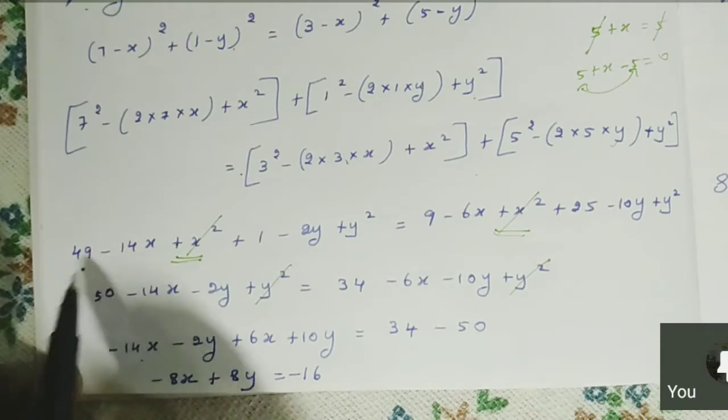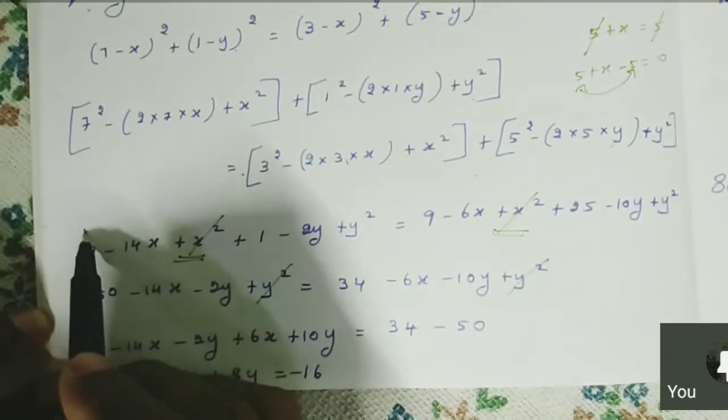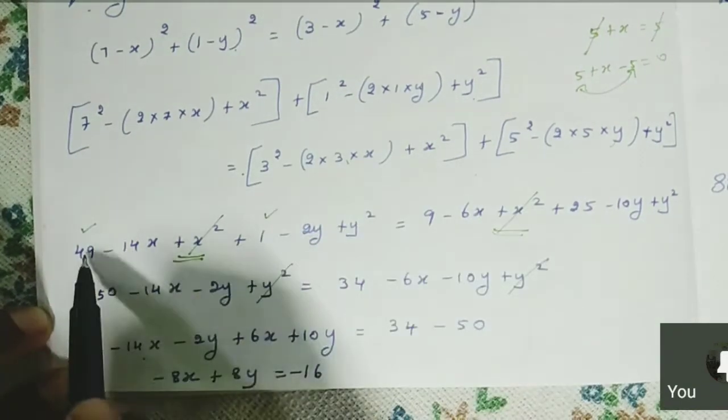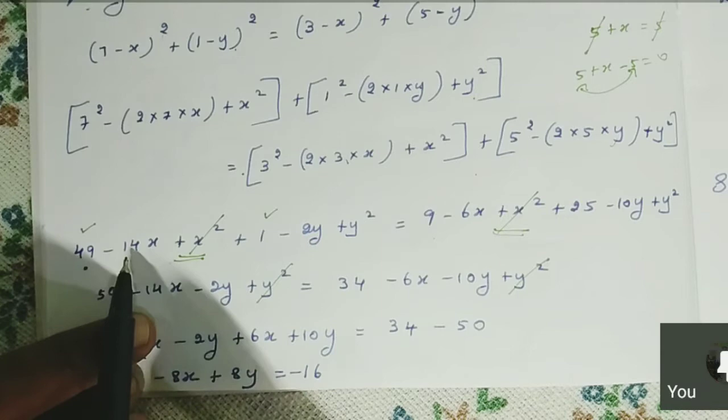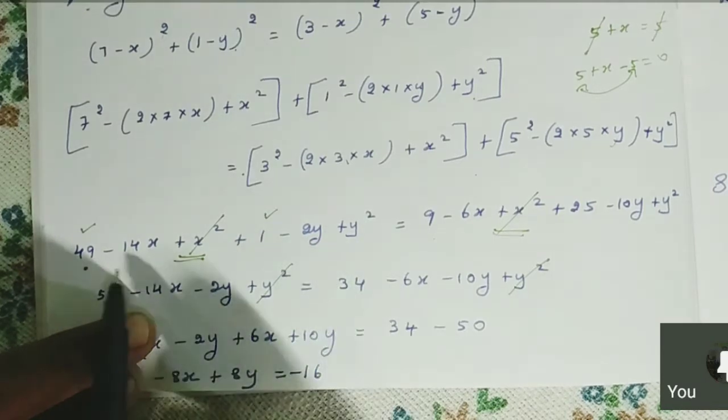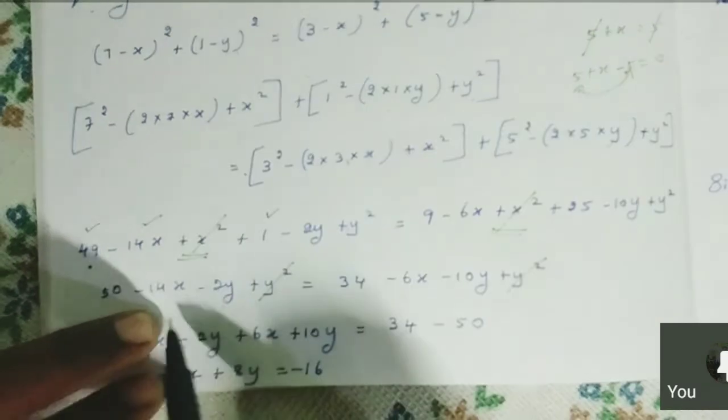Next, here constant 40, here constant 1. So 40 plus 1, 50, right? Clear? Next, 14x minus 14x. You can check here, is there any other x value? There is no x value. So we can write only 14x.